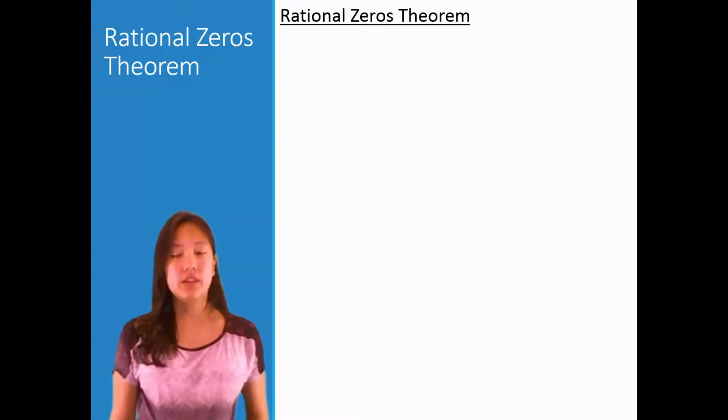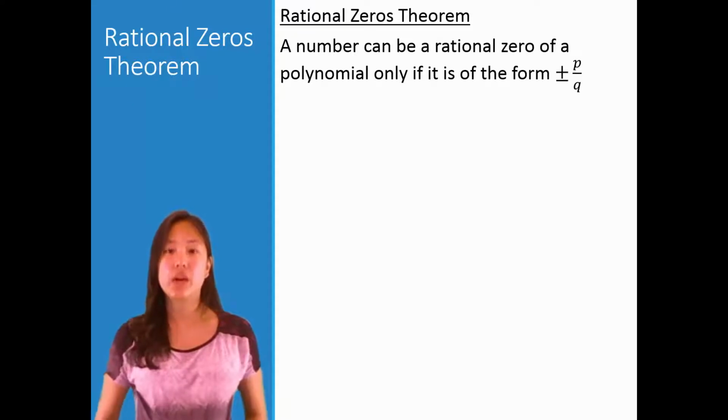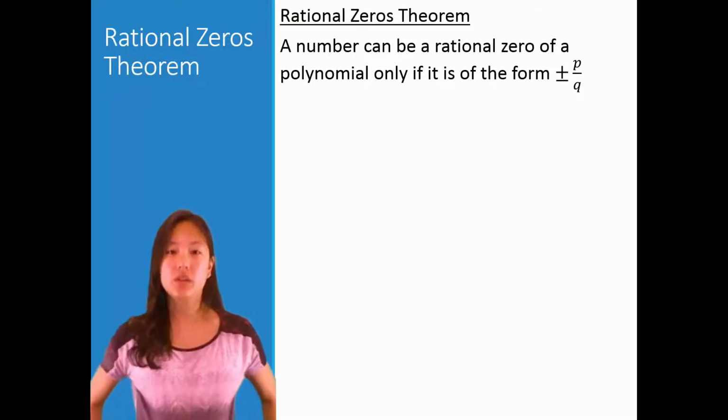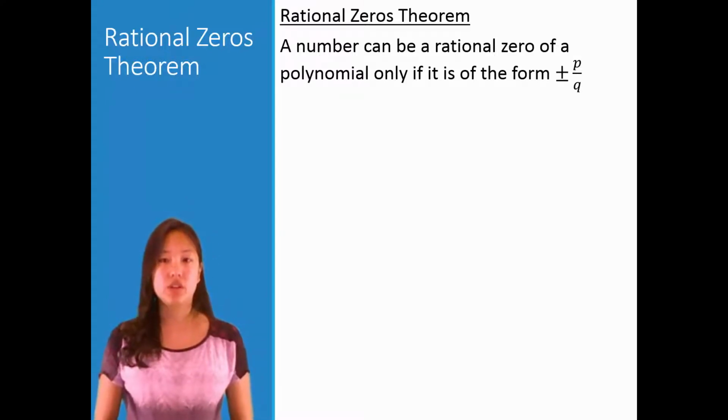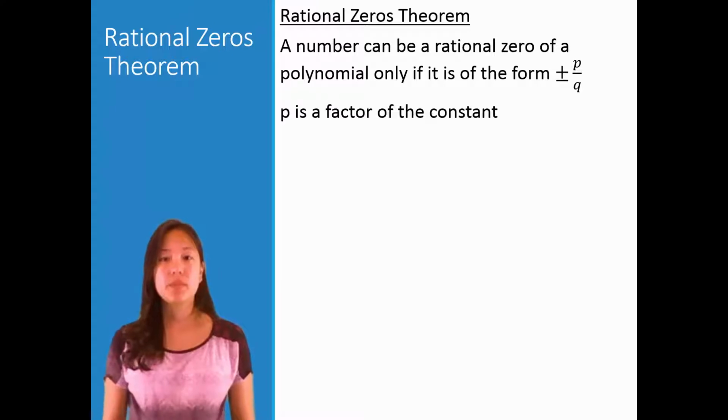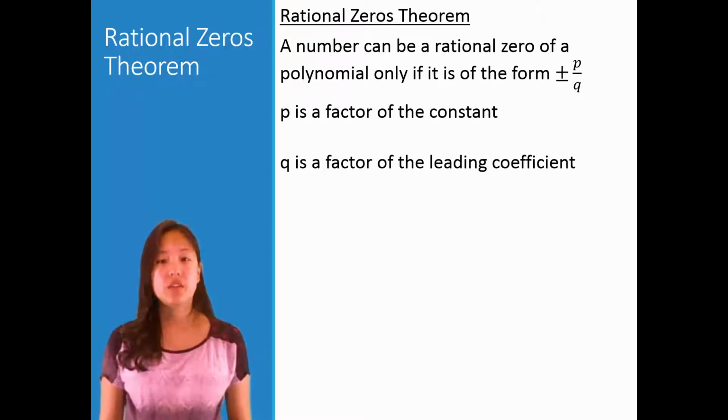So, the rational zeros theorem: a number can be a rational zero of a polynomial only if it is of the form plus or minus p over q. Now what the heck is p over q? P is a factor of the constant, that's the last number. Q is a factor of the leading coefficient, that's the first number.